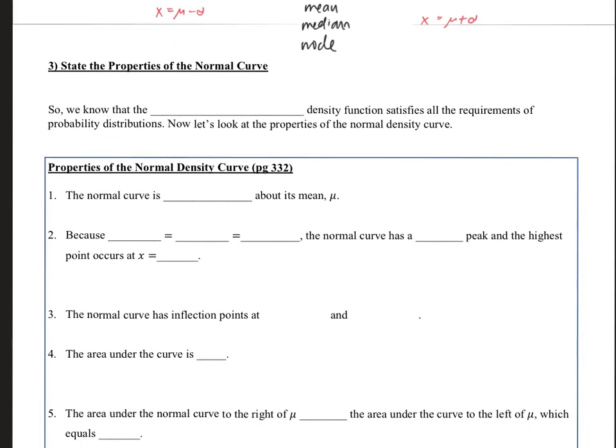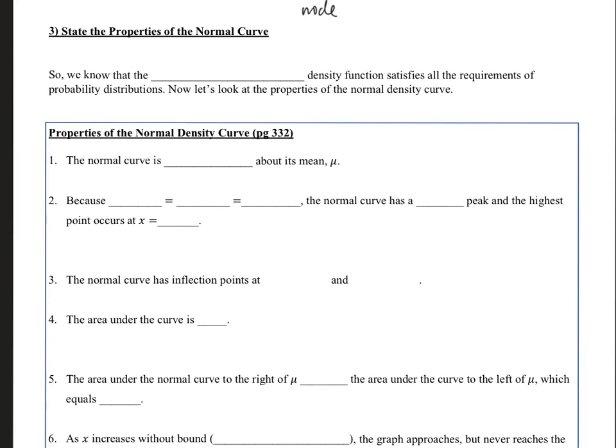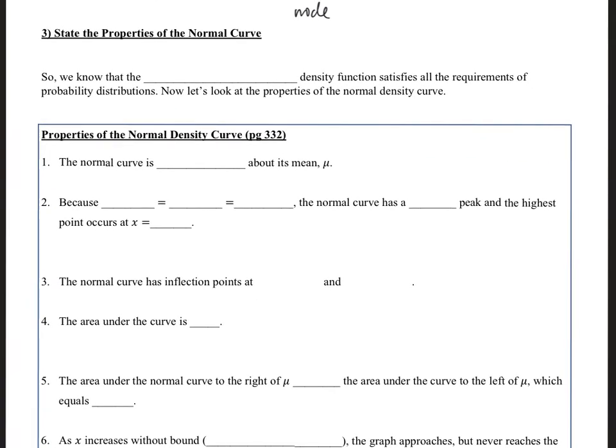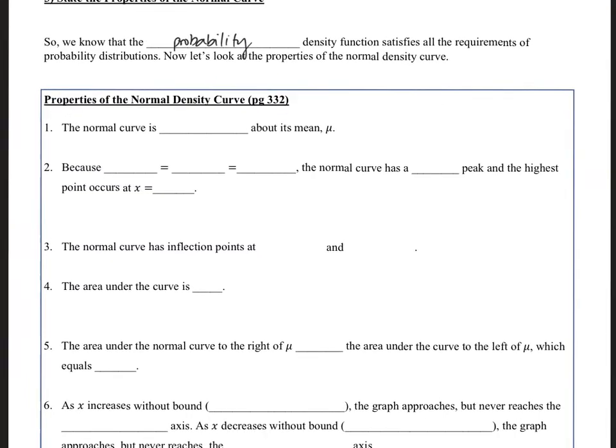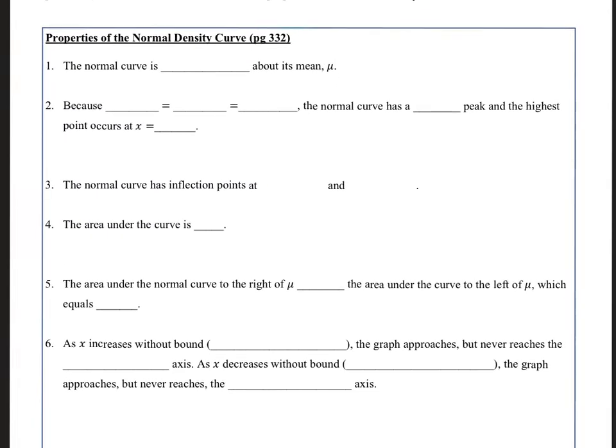All right, so now for objective 3, we're going to state the properties of the normal curve. So what do we know? Well, we know that the probability density function satisfies all of the requirements of probability distributions. So now let's take a look at the properties of the normal density curve.